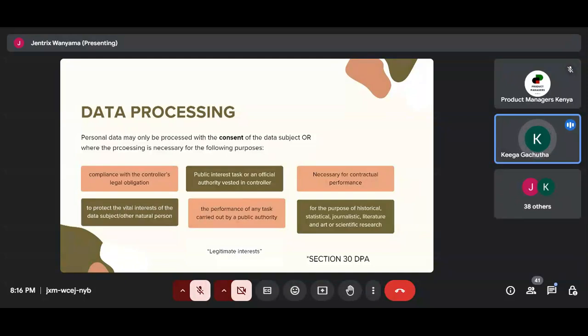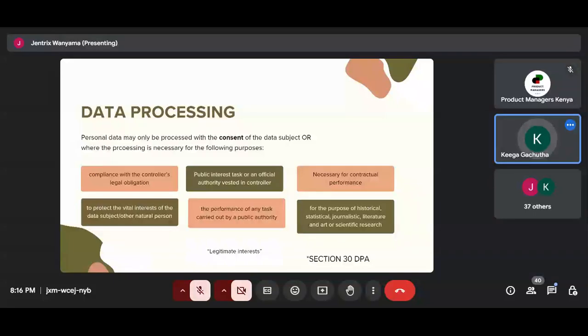Secondly, it would be in the protection of the vital interests of the data subject. This would be in furtherance of things like provision of health services, or when it's something that could be reasonably expected. The other reason would be for a public interest reason, or for a public purpose, for example, official authority that has been vested in the controller. The other lawful purpose is the performance of any task that is carried out by a public authority.